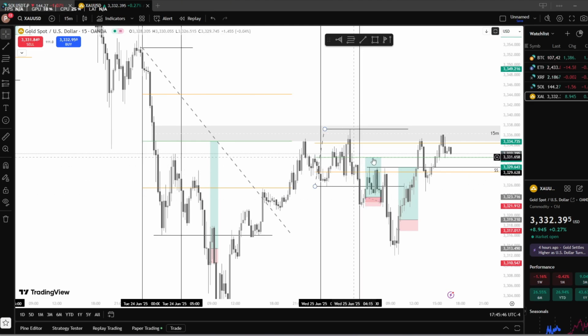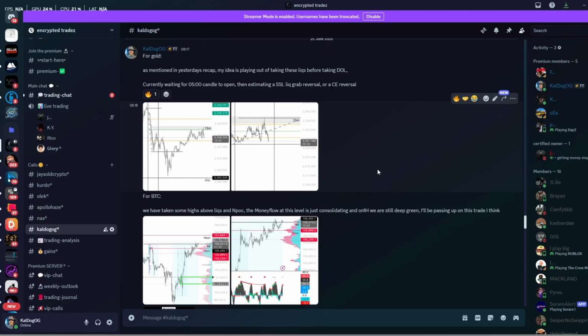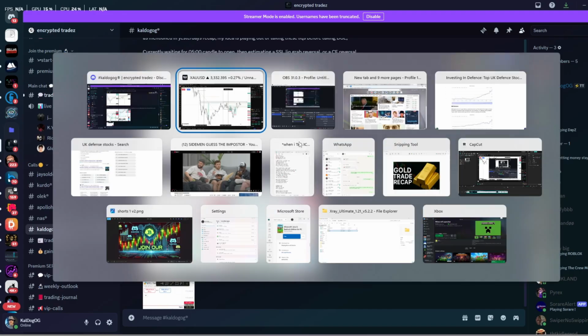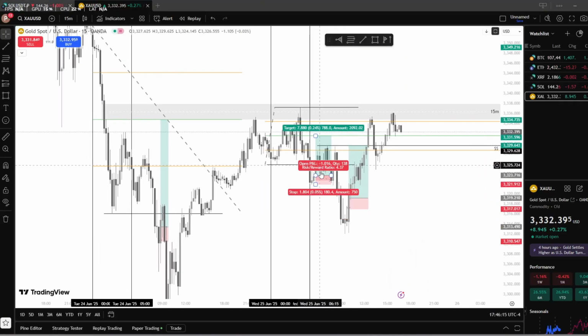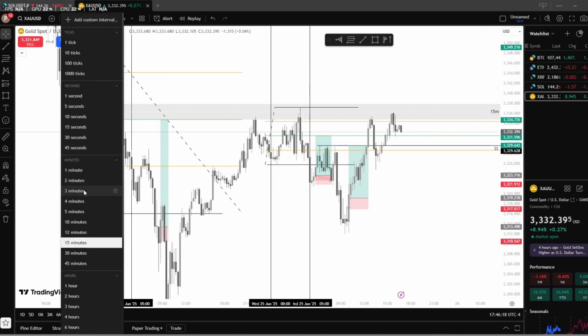And our idea here, let's go to the Discord. So yeah, our idea here was for gold, we're waiting for the 5 o'clock candle to open, and then we want to either see the sell side liquidity here being taken, that would be the best option, or if not, then we want to see this green line here be taken. So as soon as the price actually opened on the chart, you can see here, price opened and just displaced below that low.